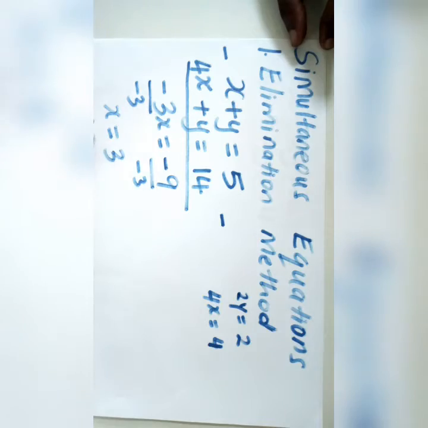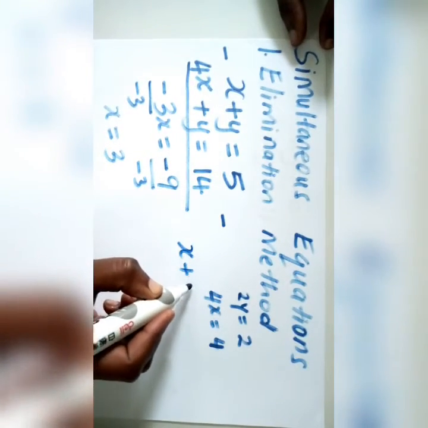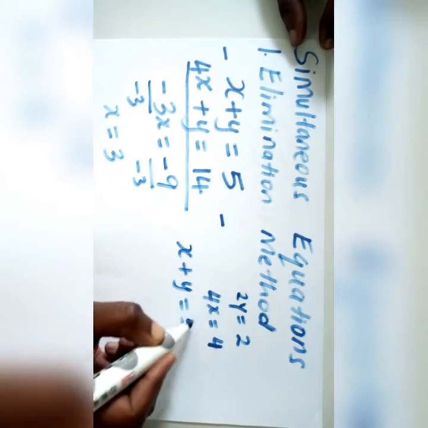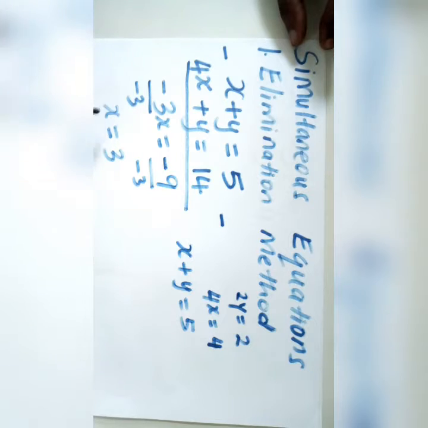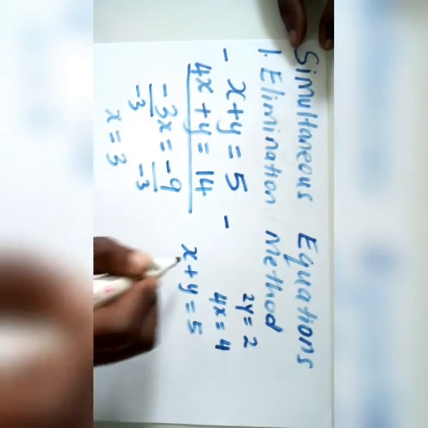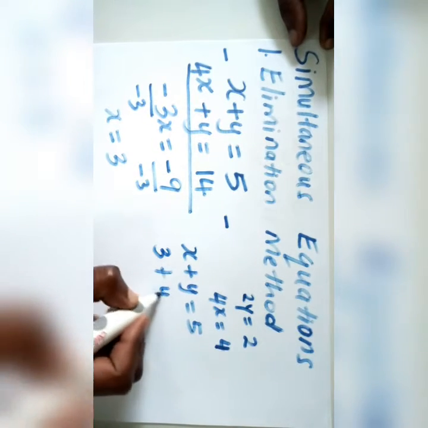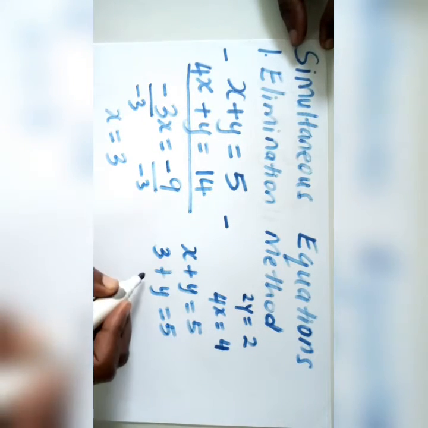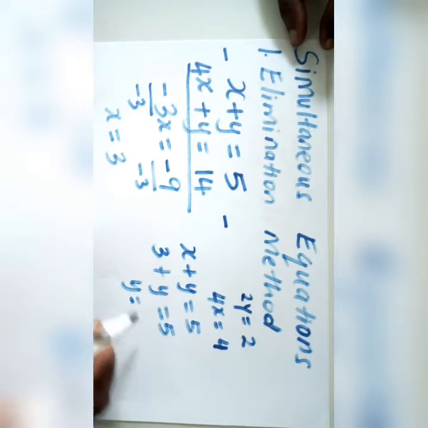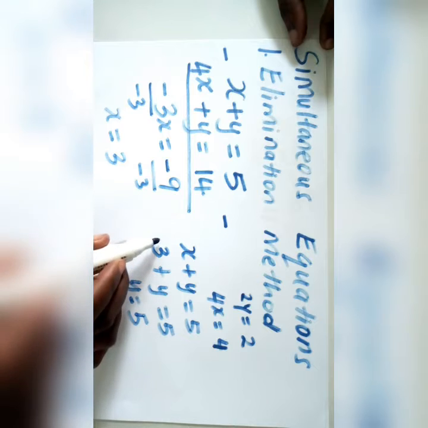Now we're going to substitute this value in one of the equations. So I'm picking the first equation, which is x plus y equals 5. And our x is 3. So we're going to substitute this value over here. Instead of writing x, we write 3 plus y equals 5. So now y equals, we take 3 to the other side, and when it crosses the equal sign, it will become a minus 3. So in this case, we have y equals 2.